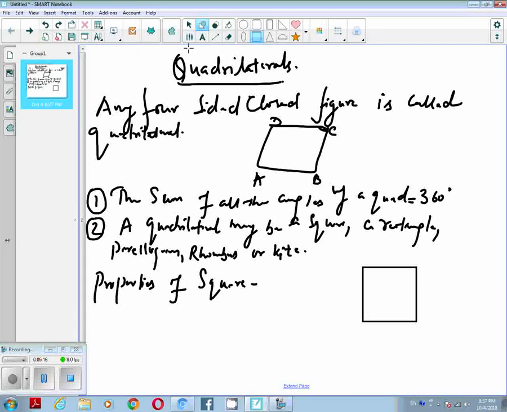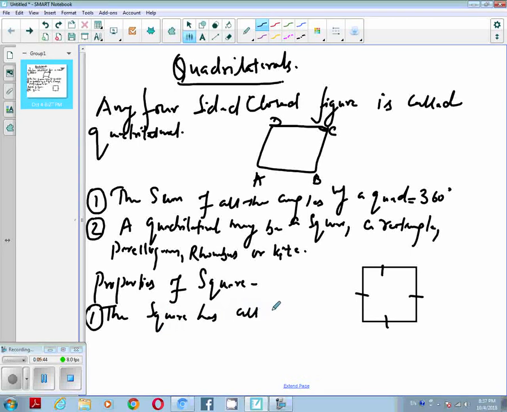This is a square. First of all, the square has all its sides equal. That is, this side is equal to this, this is equal to this, this is equal to this. So the square has all the four sides equal.